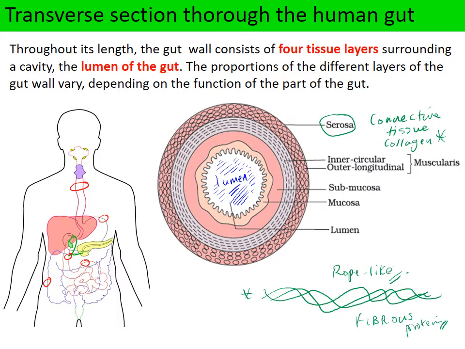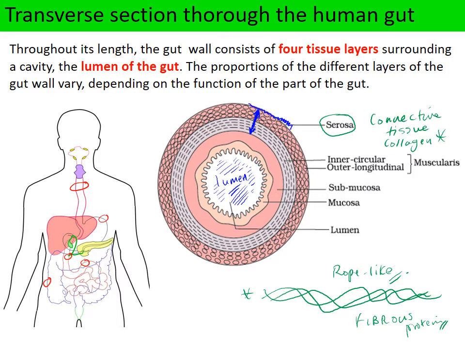So the serosa really is to help protect the gut wall, and it also prevents too much friction with other internal organs inside the body. Now, the layer beneath the outer serosa is called the muscularis. So we can see here this layer that I've shown in blue. This actually is the muscularis. On the very outside is the connective tissue here called the serosa.